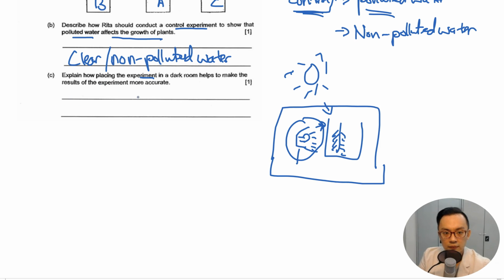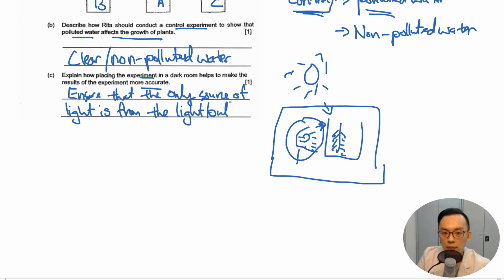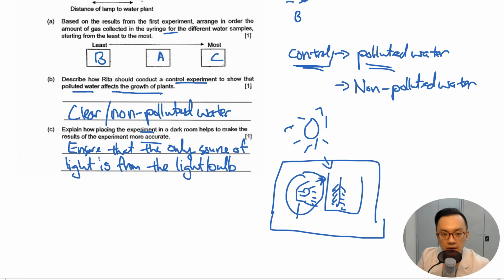So how to make the results more accurate is to ensure that the only source of light is from the light bulb. Okay, so because otherwise there will be extra sources of light which is not accurate.